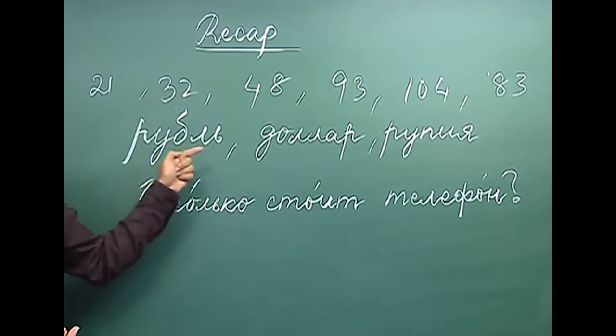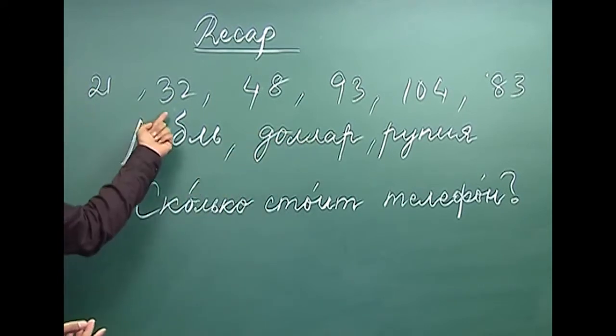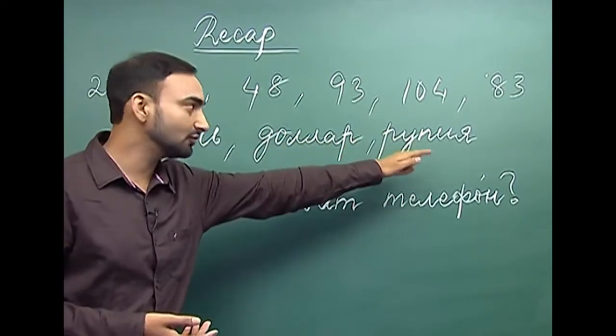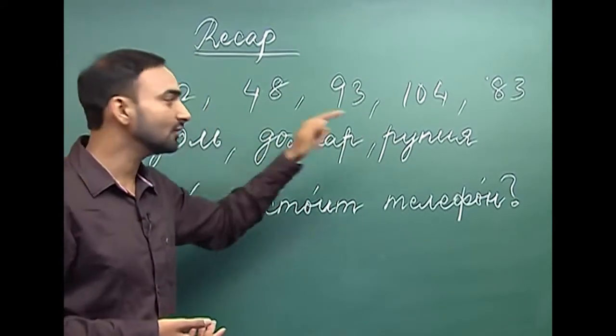32 rublya, 32 dollara, but 32 rupee. With rupee we use not dva but dve. 32 rupee.